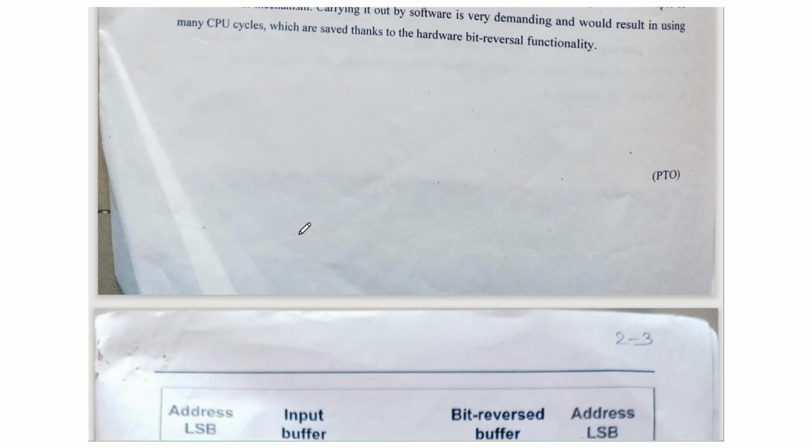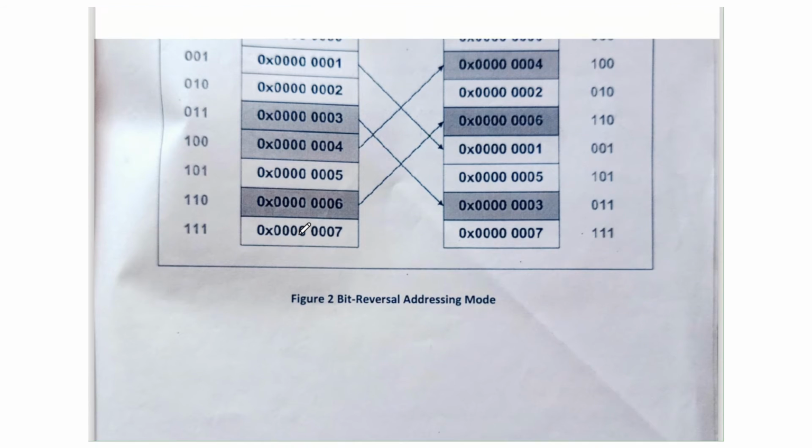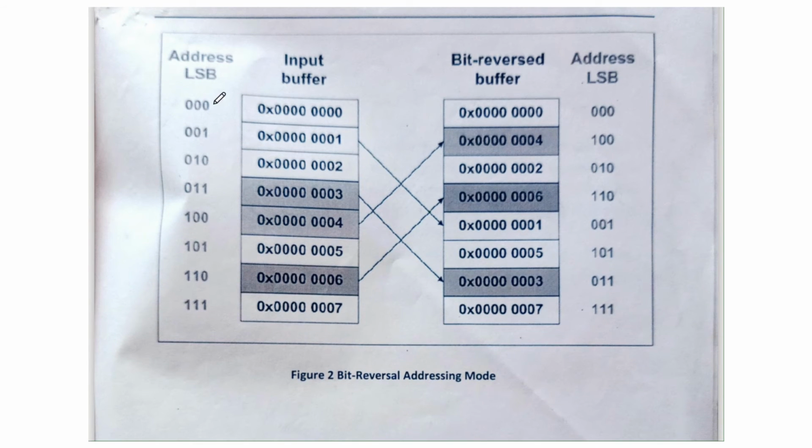Now this diagram will tell you about the bit reversal algorithm. See here, 000 stays 000, there is no bit reversal. 001 becomes 100. One means the LSB and MSB are replaced. Okay, 1 is here, 0 is here.